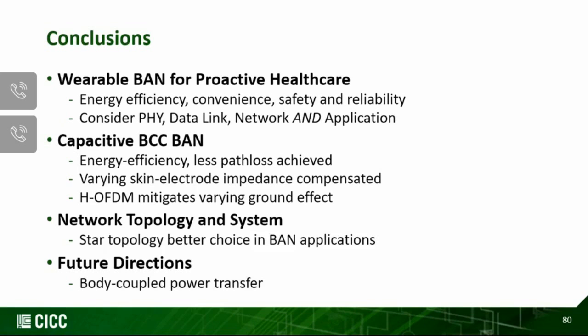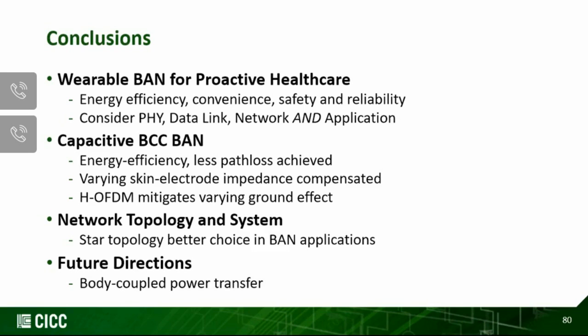And out of 3 body-coupled communication types, we have extensively looked into the capacitive BCC because of its energy efficiency, but it also has some limitations in the ground effect as well as varying channel gain. So varying skin electrode impedance can be compensated. At the same time, the varying ground effect and the channel path loss can be mitigated by hybrid OFDM.